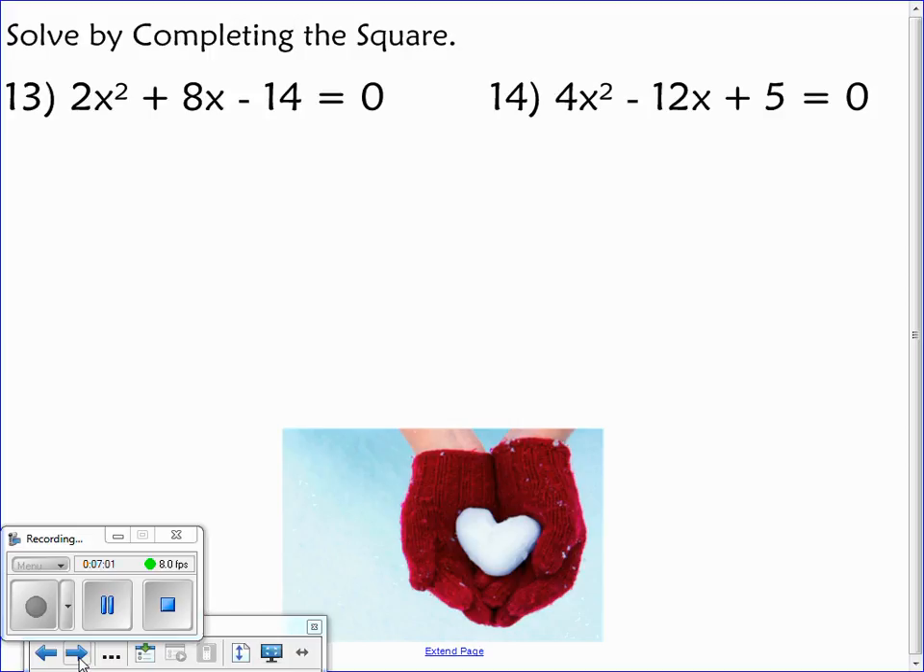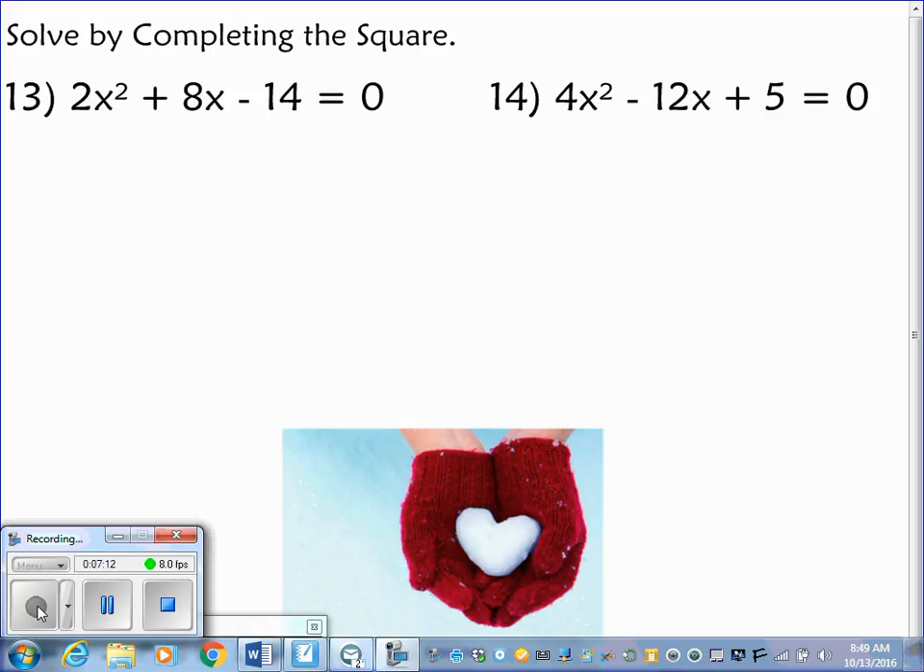13. Why don't you guys try 13 on your own? They still work out pretty nice. Okay, nothing gets crazy there. All right, let's talk through number 13 then. See how we did. What's your first step?